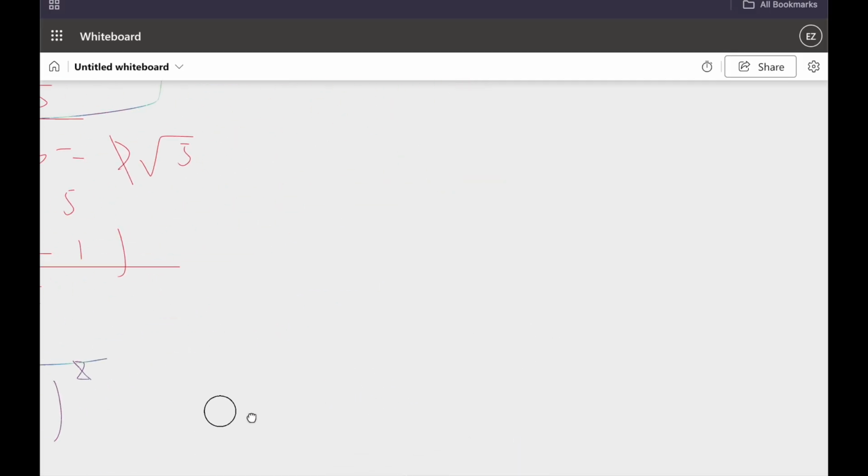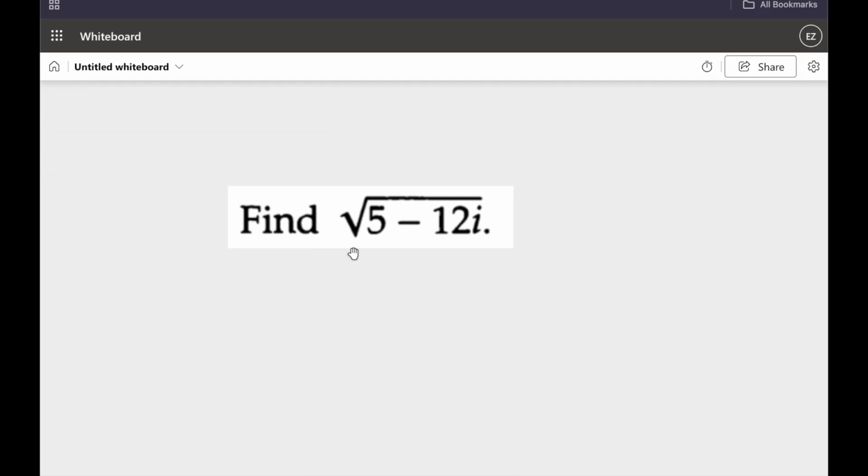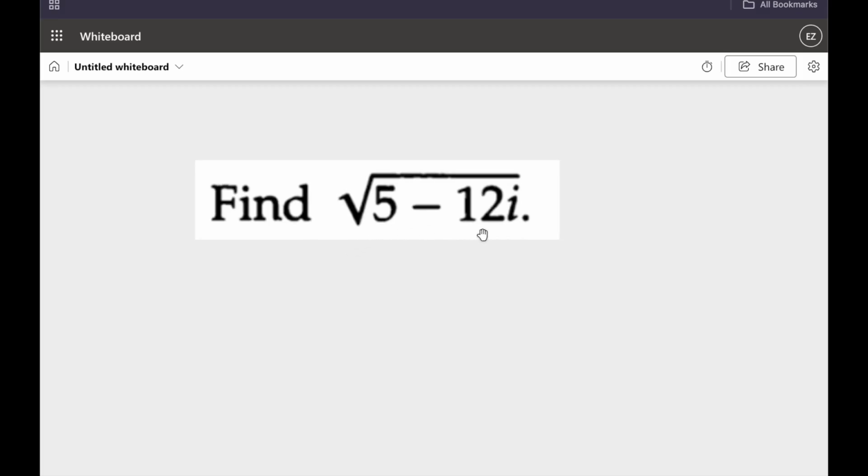Then it's our final question. Find the square root of 5 minus 12i. Our previous method should still work, even though this involves an imaginary number. So we do it as usual. We first observe and assume it should be somehow in the form a plus bi, squared.